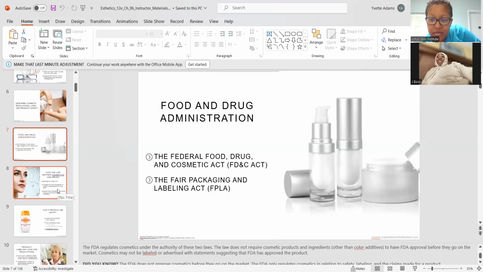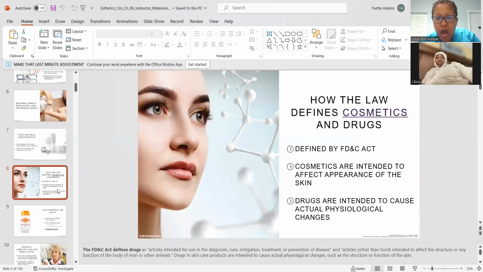Versus the ones on the shelf in a can. Because what's on the label? What has to be disclosed? Things like processing, preservatives and stuff like that, like colors, which we know are not good. Make sense? Yep. All right, how the law defines cosmetics and drugs, defined by the FD&C Act.